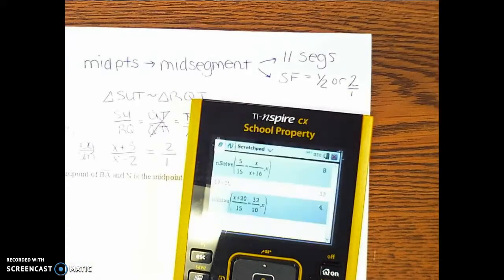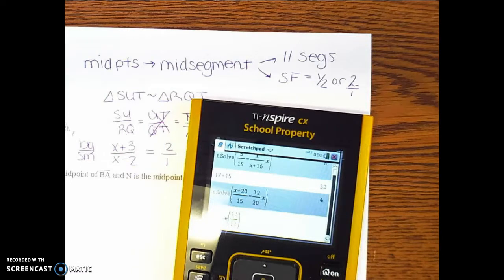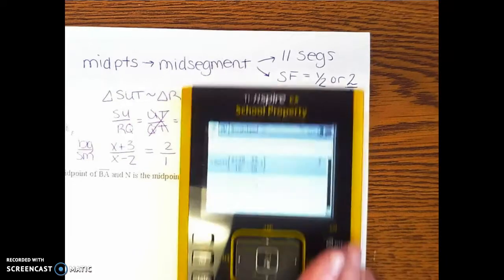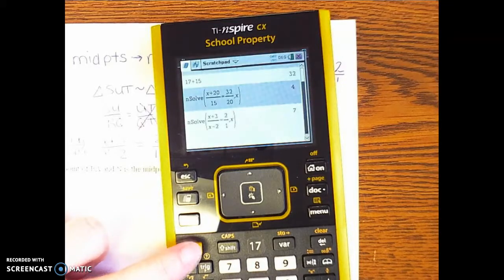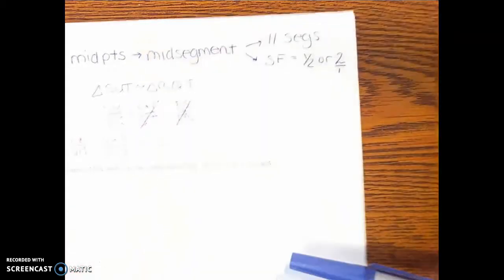On my calculator, I solve: control divide. I have x plus 3 over x minus 2 equals control divide 2 over 1. Then I do my comma x. Okay, and it tells me that x is equal to 7.